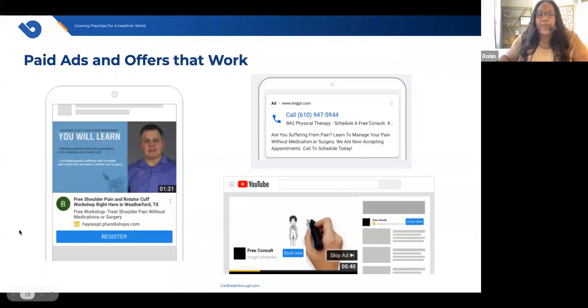The call ads have clear numbers. We're asking again, are you suffering from pain? We're not necessarily talking about specific pain. And we're not guaranteeing anything in the ads. And then on the bottom ad, you can see we're giving a different kind of offer, like a free consult instead of necessarily going to a workshop.